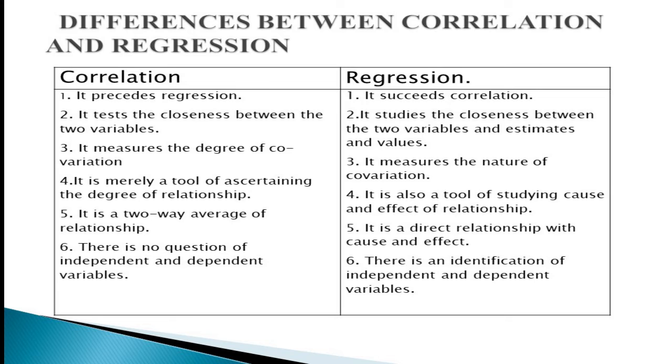But in regression, we make a study between two variables. We take one variable as the independent variable and the other variable as the dependent variable. So if the x value is given, we treat x as the independent variable, and the y value we have to predict, so y is taken as the dependent variable. But no such relationship do we study in case of correlation.